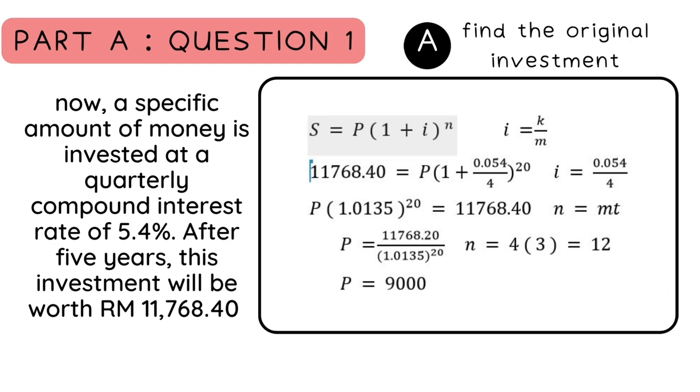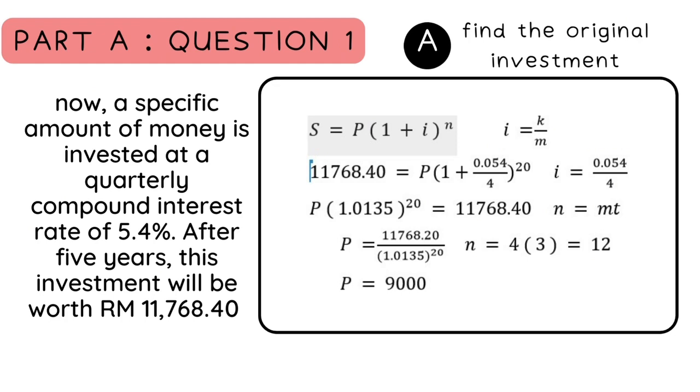The formula is S equals P open bracket 1 plus I close bracket to the power of N. Now we need to find I first. I equals K per M, so I equals 0.054 per 4. N equals M multiplied by T, so N equals 4 multiplied by 3 equals 12. The calculation is 11768.4 equals P open bracket 1 plus 0.054 per 4 close bracket to the power of 20.